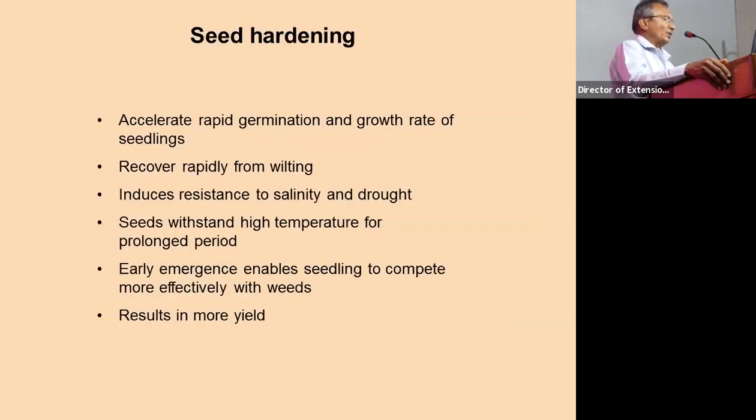Seed hardening technique, we know the seed hardening technique we can use. Simple water is enough: soaking for 12 hours and drying for 12 hours, and the cycle is repeated, 12 hours or 24 hours, now standardized by the seed science and technology department. So it will give some kind of immunity to the seeds. If there is less rainfall, they won't germinate. If sufficient rain is received, the seeds will germinate and come up well, and also withstand drought stress for a little extra time compared to normal seeds. The seeds also withstand high temperature for prolonged periods. So it will give a little higher yield compared to normal seeds. So the seed hardening technique must be followed.